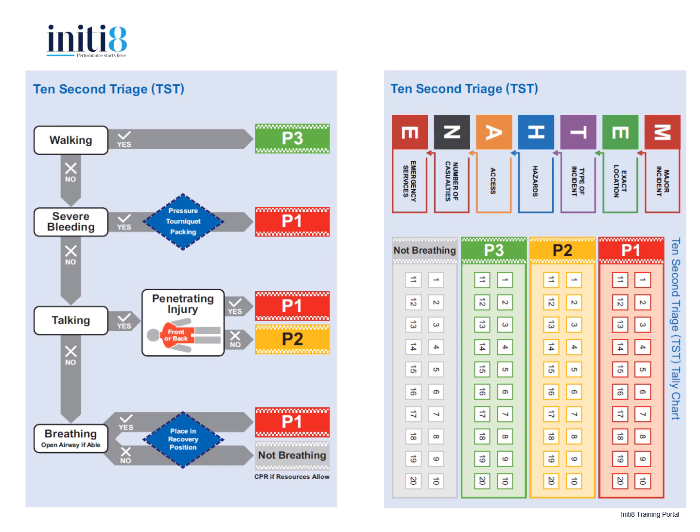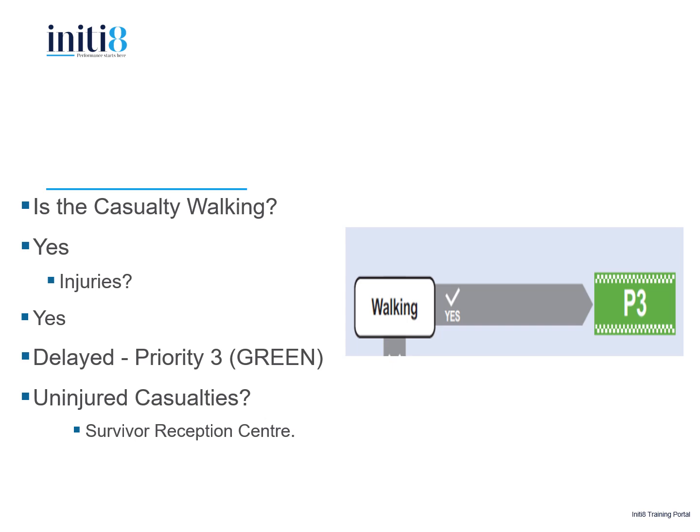The 10-second triage tool is broken further down in the following slides. Is the casualty walking? Yes. Have they got injuries? Yes. The patient is categorized delayed, priority 3, green. Uninjured casualties should be corralled in the survivor reception center or a designated space.